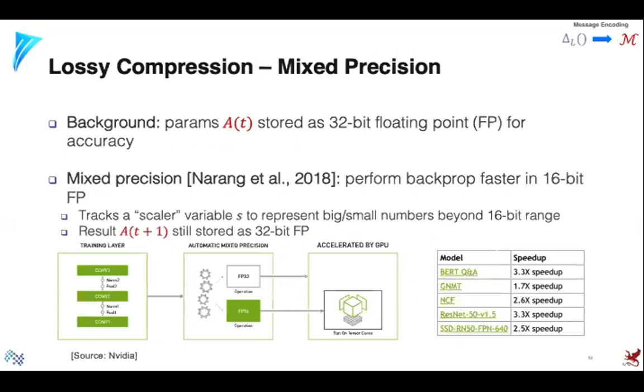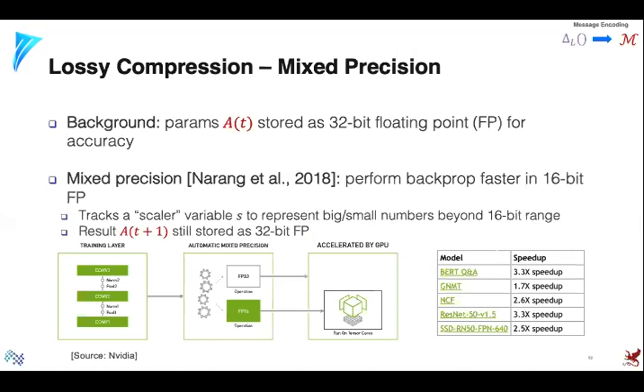Another technique that can be used to reduce the size of messages is to employ methods that reduce the number of bits needed to store a full dense message. Typically in most deep learning applications, you store the parameters as 32-bit floating point. In an idea called mixed precision, the computation during backpropagation is performed in 16-bit floating point, and the parameters are still stored as 32-bit. When you convert the parameters from 32-bit to 16-bit, you need to use an extra scalar value to track bigger and smaller values that cannot be represented in 16-bit. For those of you familiar with how IEEE 32-bit and 16-bit work, they essentially have a value that tracks the magnitude of the number, and 32-bit can track larger magnitudes. So it's something you need to be a little careful about.